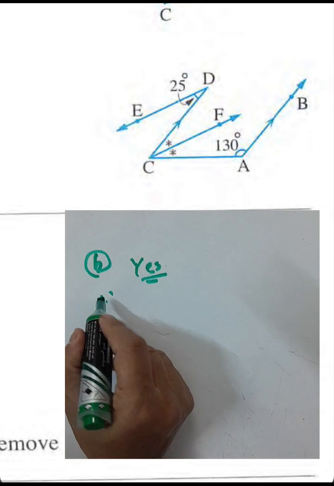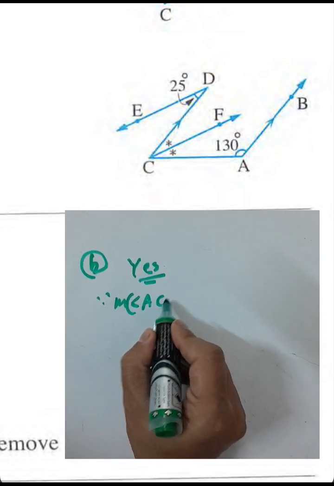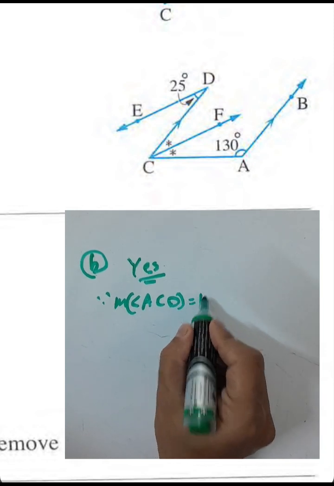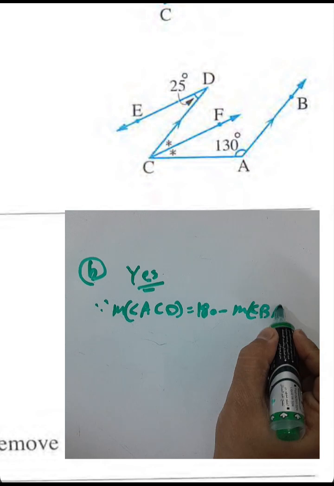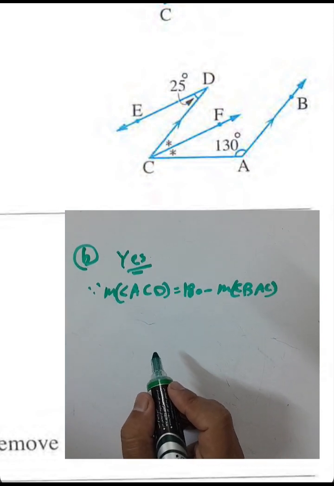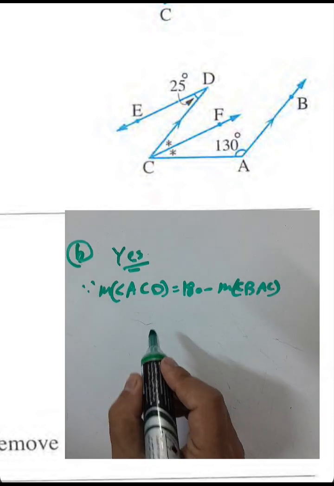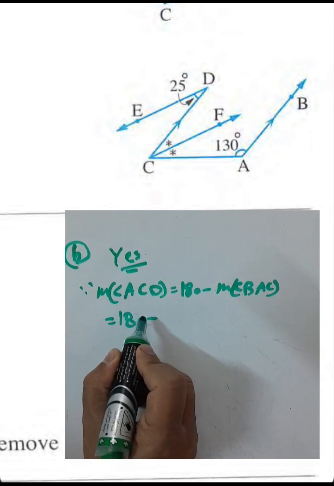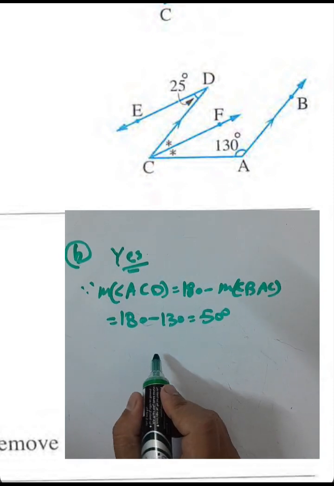Okay, such that the measure of angle ACD will be 180 subtract the measure of angle BAC. Why? We call them interior angles on the same side of the transversal. It will be 180 subtract 130, which is 50 degrees.